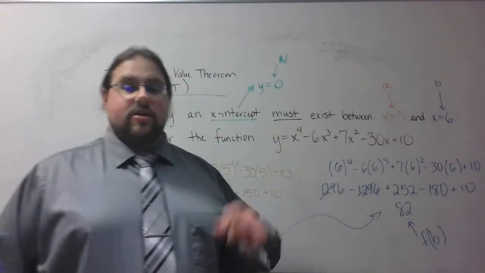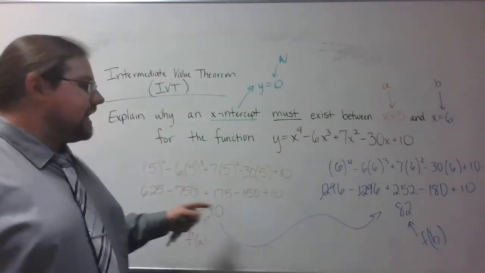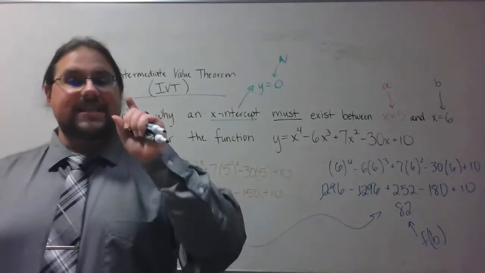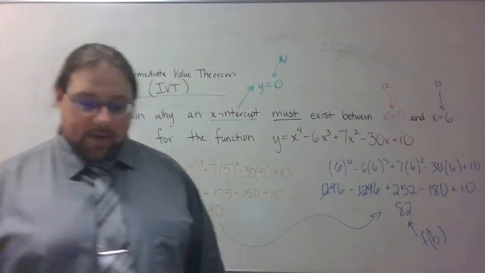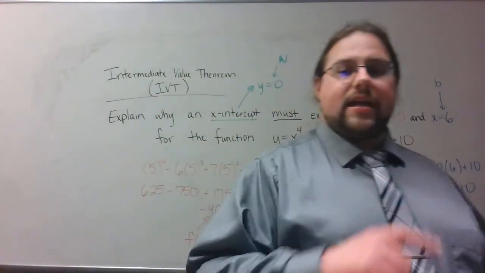Now, does it have to be 0? No, I could have picked any number between negative 90 and 82, and I would have known that there's at least one number in there that works. So that's the intermediate value theorem. Again, I'm going to come back and do some more examples.